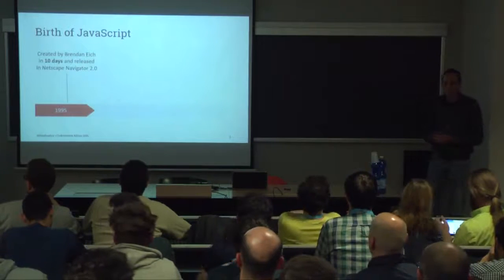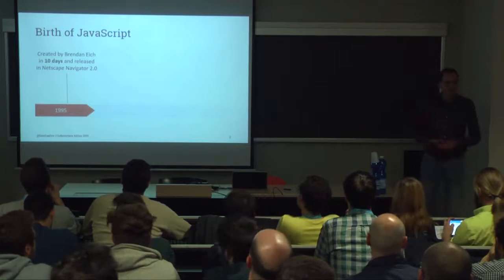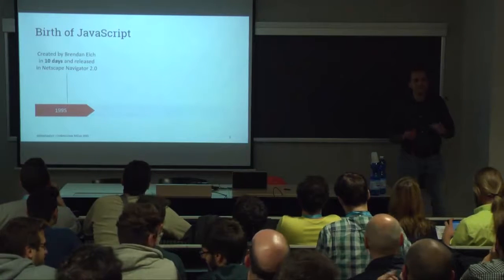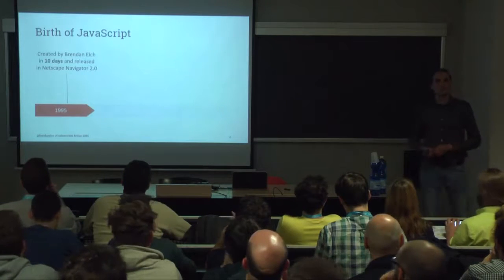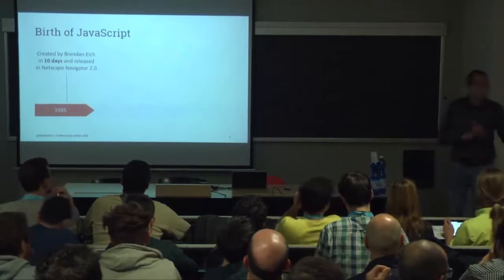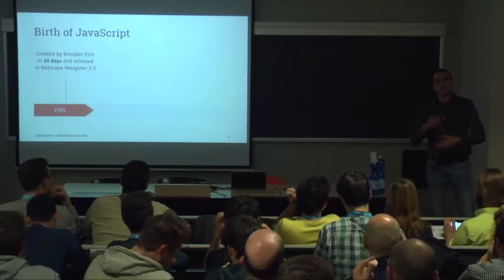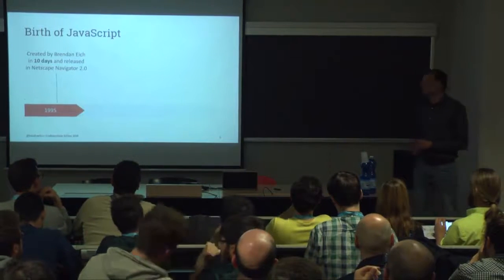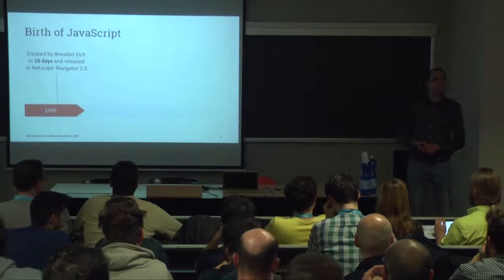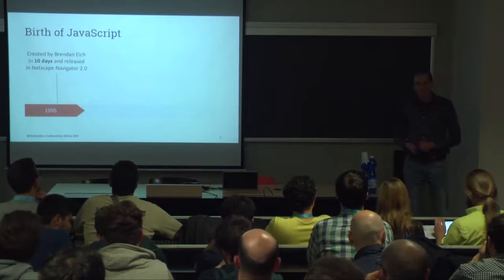20 years ago, JavaScript was born. There was this guy, Brendan Eich, who in only 10 days managed to write JavaScript. And the first version was actually not called JavaScript. Then after a couple of iterations, when it was first released in Netscape Navigator 2, it was released with the name JavaScript, which was the first almost stable version, let's say.